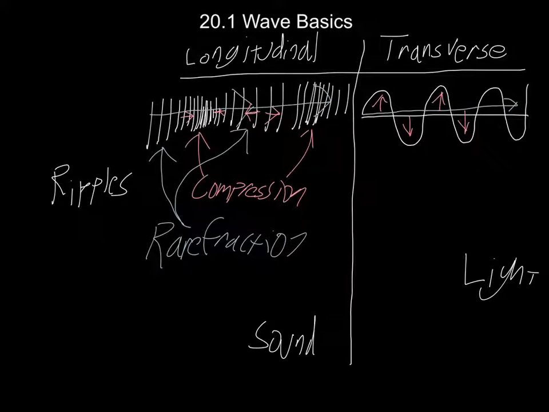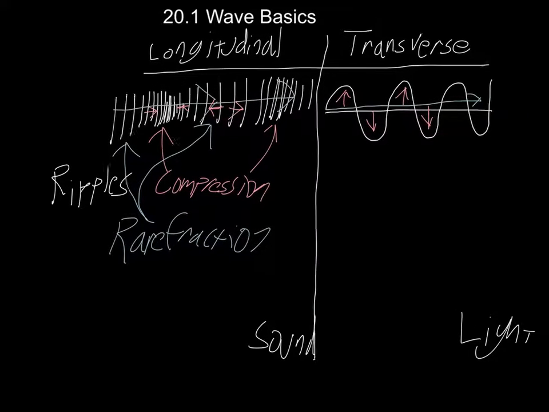When I speak, there is a compression that my voice creates of the air in front of me, and that compression propagates forward. Because we're dealing with compressions and rarefactions, that is going to be a longitudinal wave.